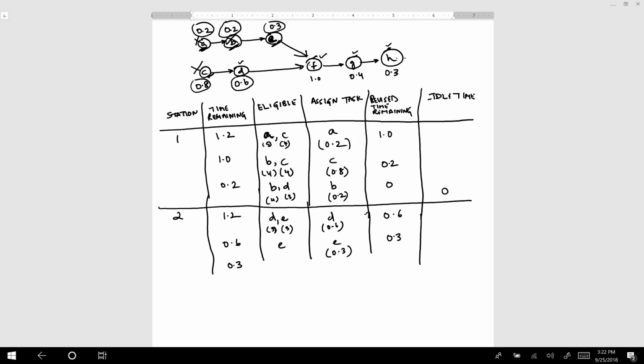So if I transfer 0.3 here, now I have F, which is eligible. However, F takes 1 minute, so I have 0.3 left. I can't assign that, so I will just get rid of F here, and I will start F in a third workstation. So here my idle time would be 0.3 for workstation 2.